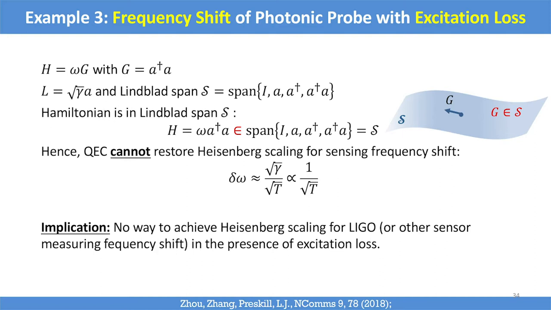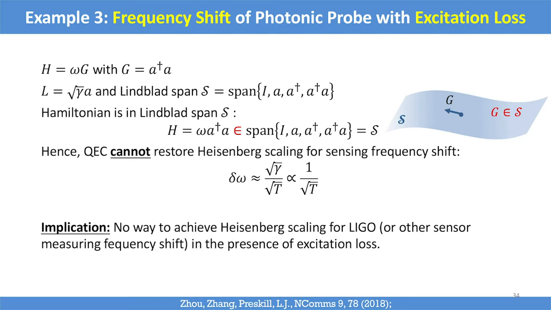And we want to sense the energy shift, a frequency shift, the length change of an oscillator of the Fabry-Perot cavity, which effectively is the energy shift of an oscillator, right? So you can write the generator for the Hamiltonian as A dagger A. And the noise in these systems is actually photon loss, so the jump operator is A. Now you can write down the Lindblad span, which is identity, A, A dagger, and A dagger A.